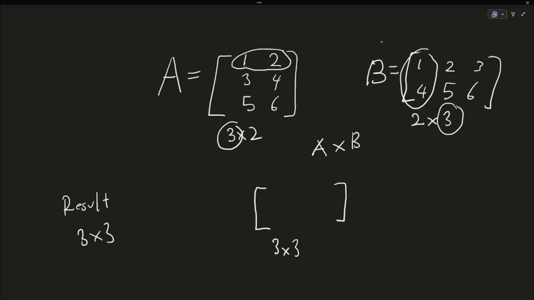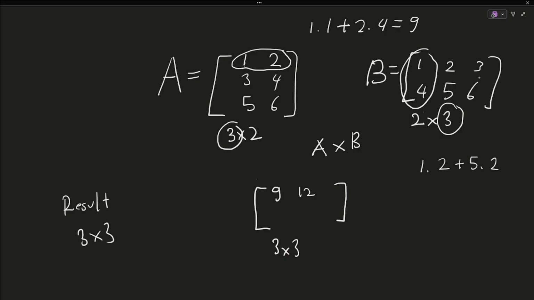So we will have 1 by 1. So 1 times 1 plus 2 times 4 will be 9. So our first entry will be 9. Secondly, we're going to keep going with this row until we're done with it. So we're going to multiply this first row with 2 and 5. So we will have 1 times 2 plus 2 times 5, and this will be 12.